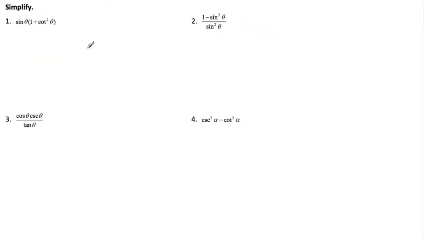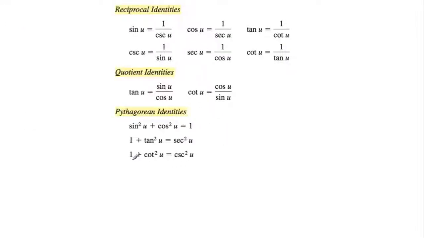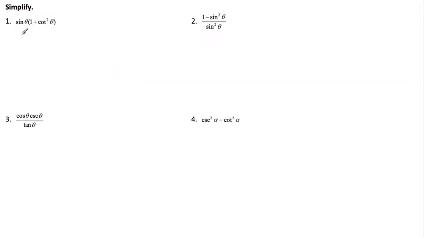So here are some more examples. Here are some more problems. So the trick here and the key is trying to view the patterns. Whenever you see something squared, most of the time, not always, but most of the time, it's probably one of those Pythagorean identities. So here I see 1 plus cotangent squared. And that's actually one of my identities. So I can replace 1 plus cotangent squared with cosecant squared.